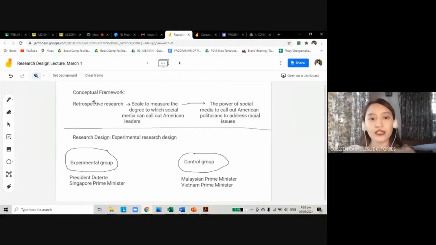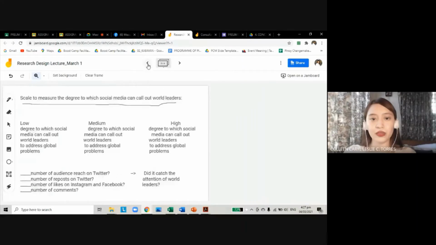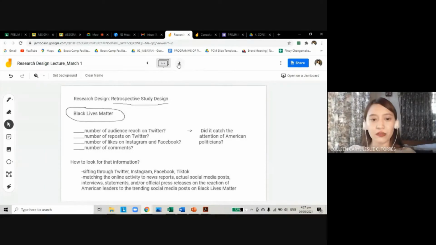So this is an example of, actually we will start, it's not exactly a perfect conceptual framework. It's technically just a doodle, not quite there yet. Maybe this part is right, the scale to measure the degree. But for an actual conceptual framework, we would have to add a box here that would say how we would get the information. We would get the information through secondary data, no?